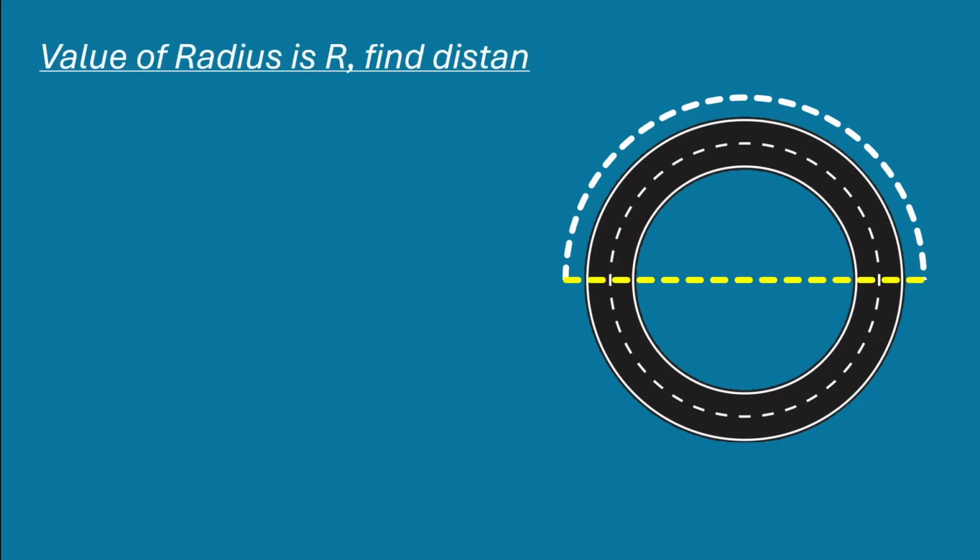Alright, the final question for the day. The question says that I am running in a circular track and I run for half a circle of this circular track. If the value of the radius of this track is capital R, find the distance and displacement. The hint is on your screen. The white colored dotted line outside the track is the distance and the yellow colored dotted line is the displacement.